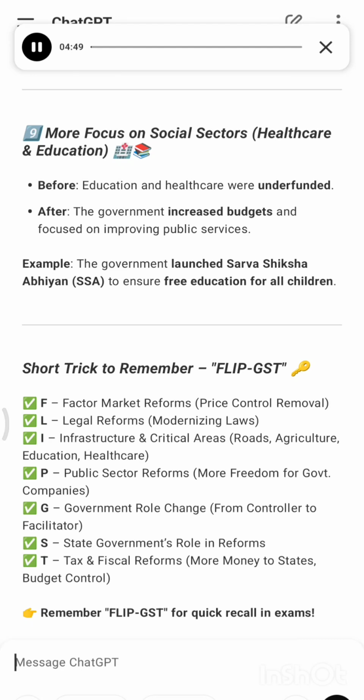Short trick to remember: FLIP GST. F: Factor market reforms, price control removal. L: Legal reforms, modernizing laws. I: Infrastructure and critical areas, roads, agriculture, education, healthcare. P: Public sector reforms, more freedom for government companies. G: Government and public institution reforms.